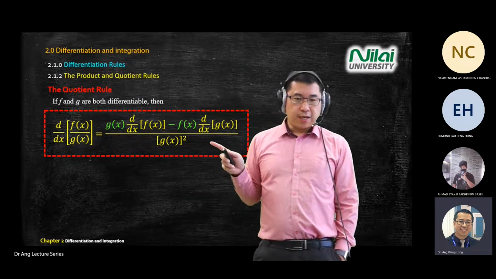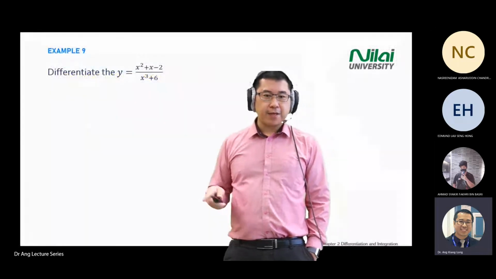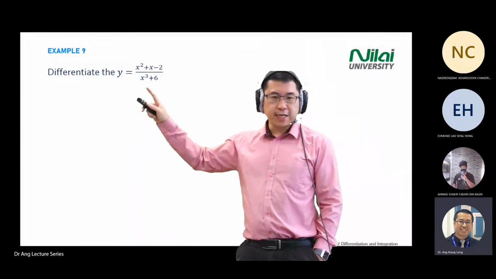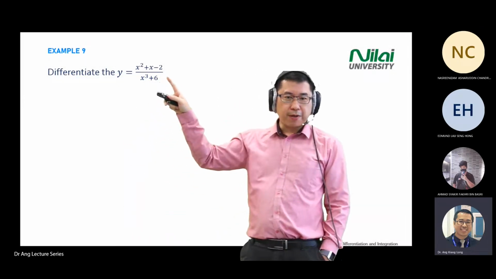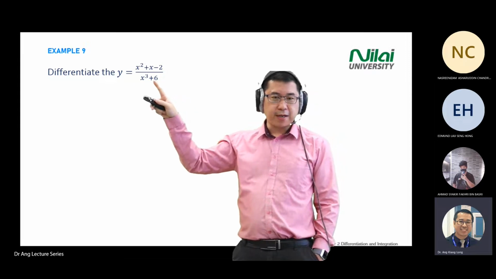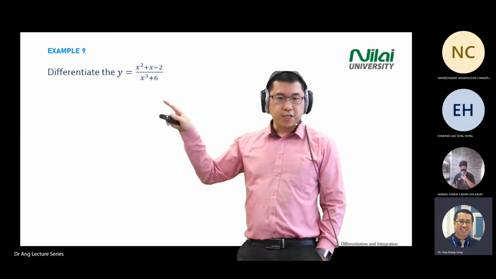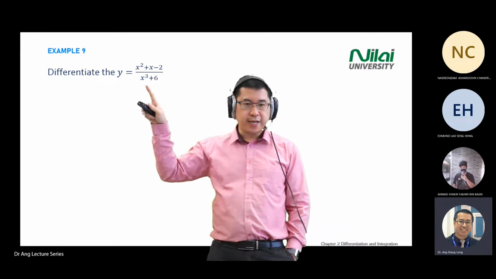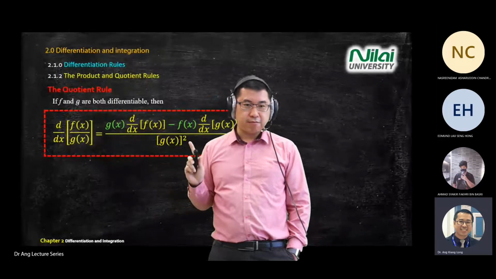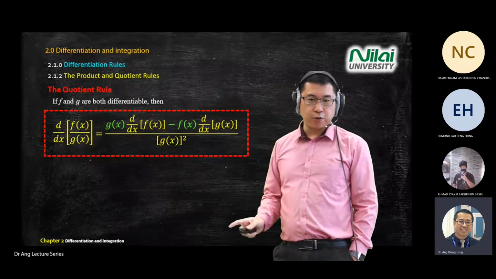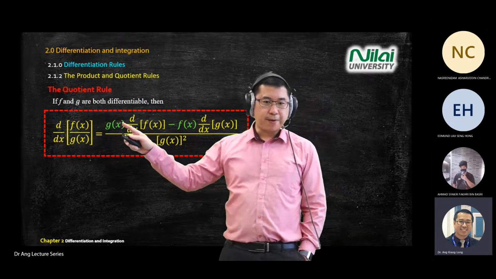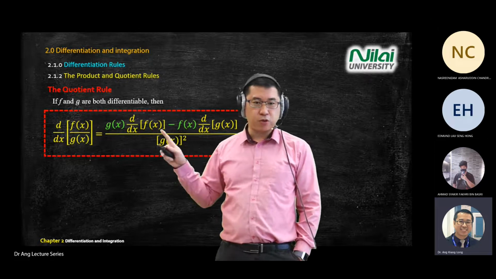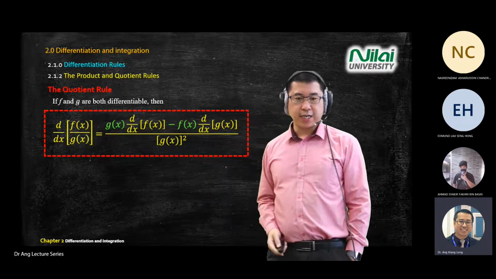So let's look at how we apply it. Now the question asks you to differentiate this one. Let's say your y equals top function divided by bottom function. So this is the quotient rule. You need to use the quotient rule. So you have two functions there. Just now we taught you there's an equation for you to apply. So you just apply it. On the top is f x, the bottom one is g x. You just substitute inside there and then do the normal differentiation accordingly.